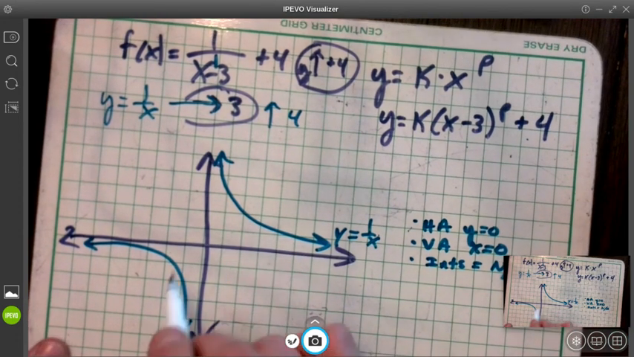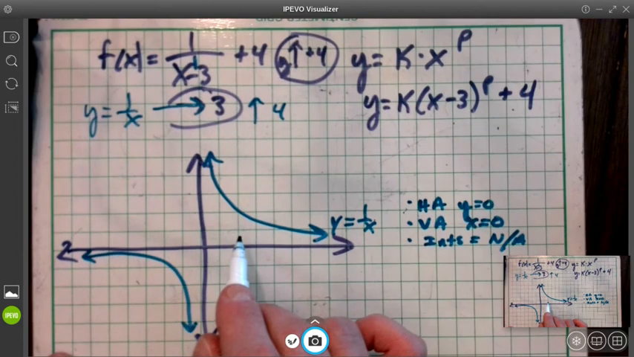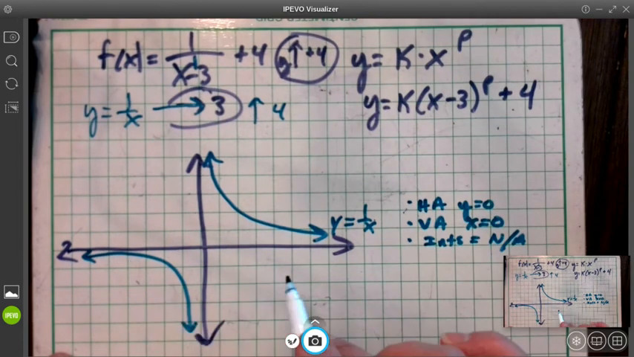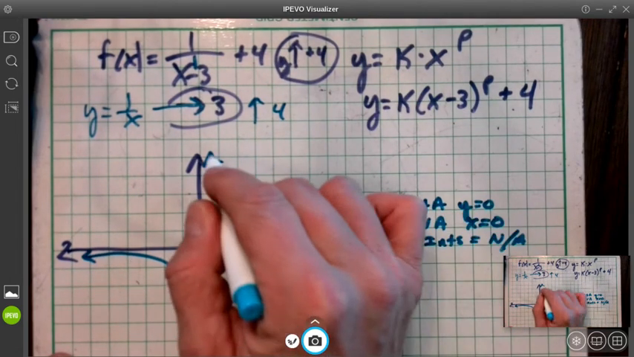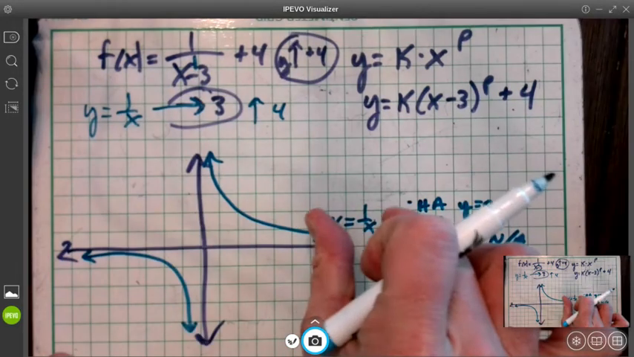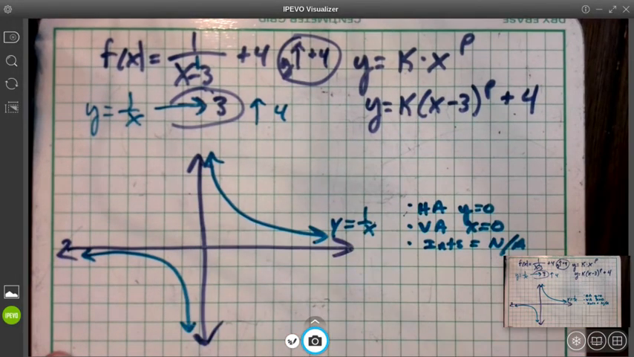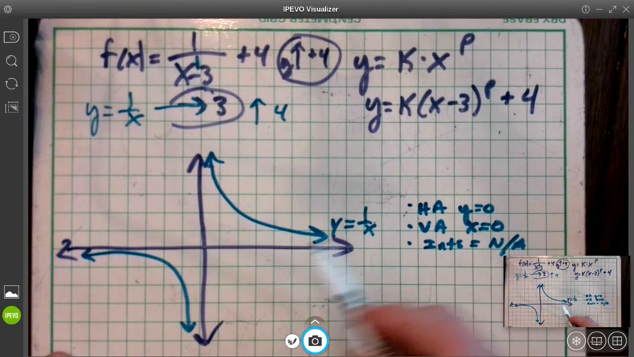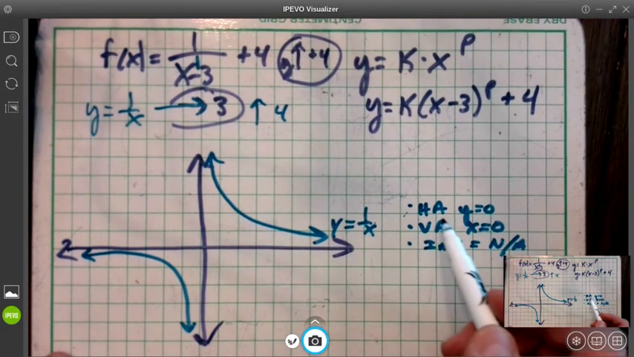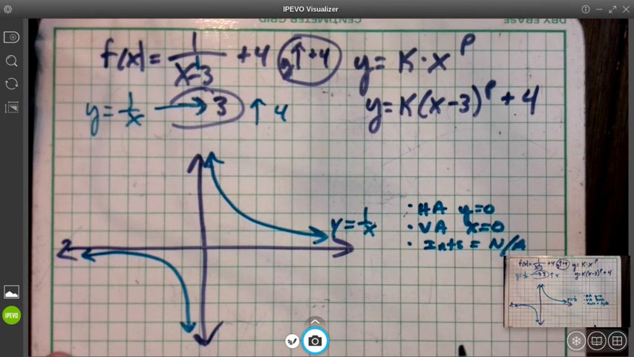So what happens if I take this graph, this entire thing in blue here, and I kick it over right 3 units and up 4? Well, every single one of these points is going to move the exact same right 3 up 4. But if I shift the graph over 3 units to the right, what will happen with the vertical asymptote? It will have to move 3 units to the right.